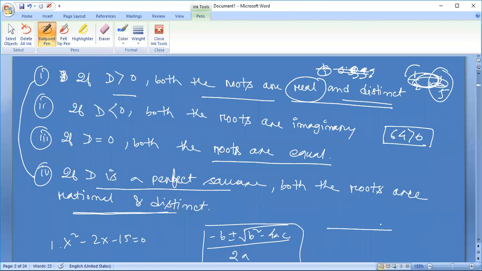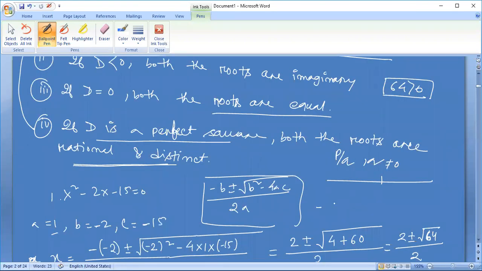In class 9, we discussed what is a rational number and what is an irrational number. That means the number which can be expressed in the form of P by Q is known as a rational number, where Q does not equal 0. Yes or no? These are rational numbers. But root over 2 is not a rational number. Why? Because if you find the value, it will be non-terminating.